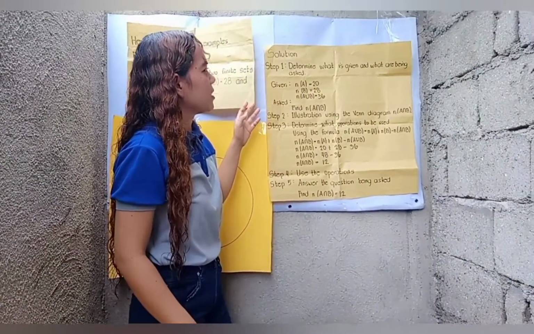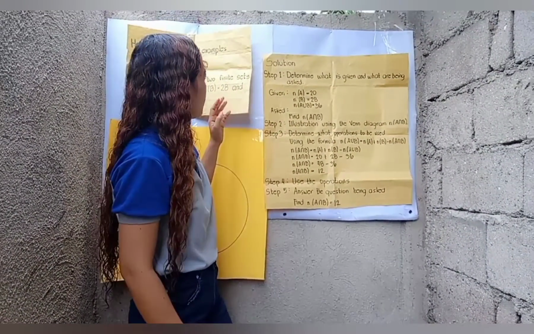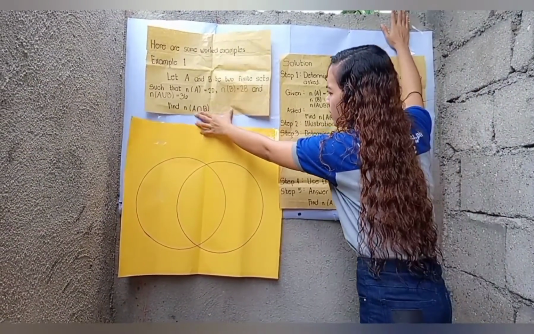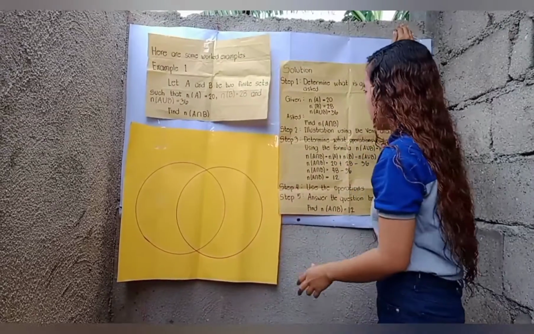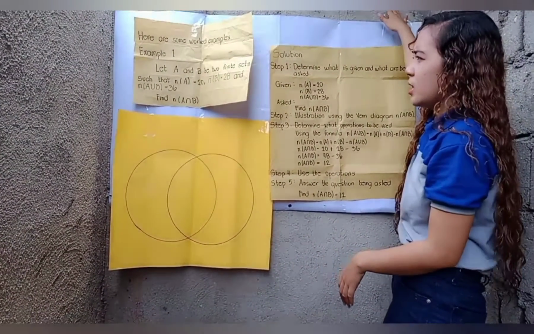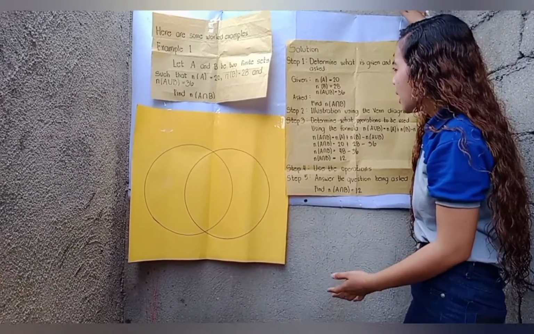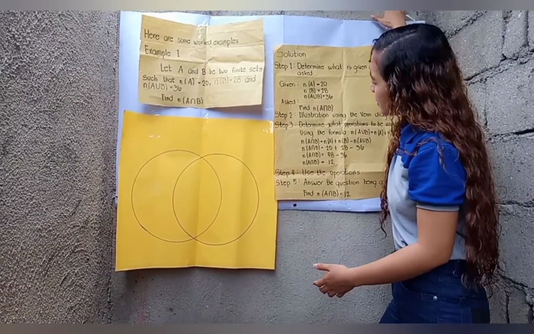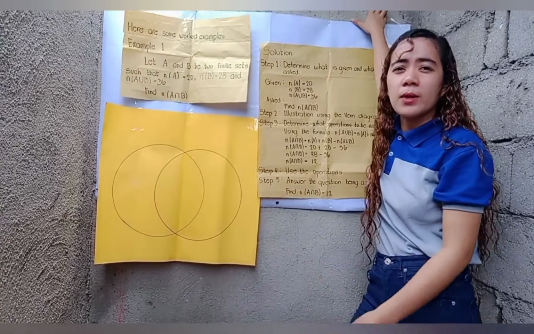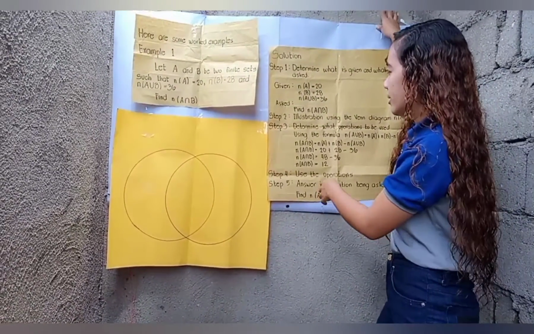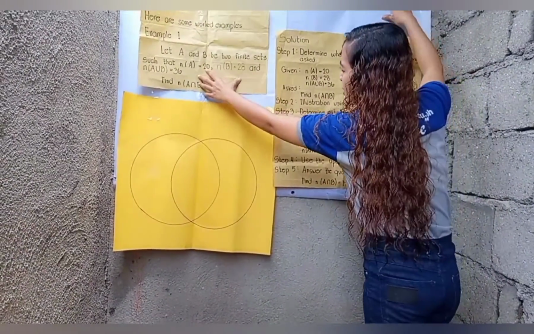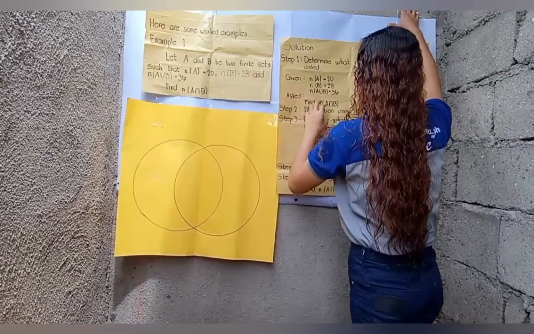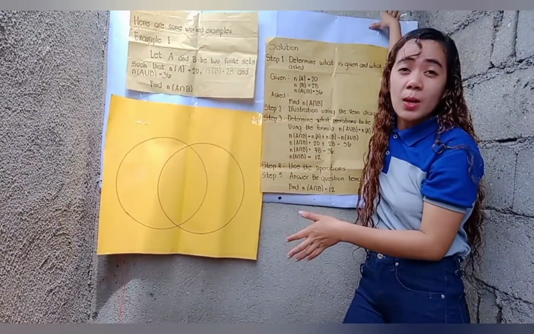step 1, determine what is given and what are being asked. So here, what is being asked here is the intersection of A and B. However, sa step 1, hindi lang siya yung basta nag-a-ask kung ano yung mga questions. Sa step 1, ginagawa din natin yung paghahanap ng mga givens. So, yung givens natin are the set A, which is 20, the set B, which is equal to 28, and the union of A and B is equal to 36. So, yun yung step 1 pa lang natin.